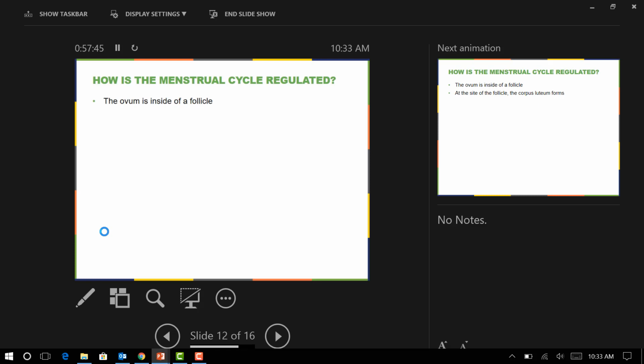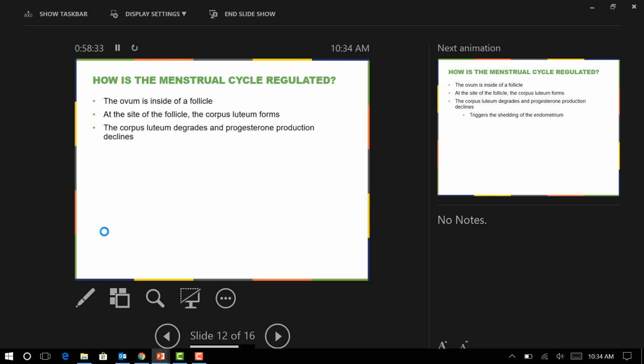Something you have to note is the ovum, or the oocyte. It actually would be correctly said the oocyte is inside of a follicle. So a follicle is a fluid-filled sac that the oocyte is inside of. At the side of the follicle, you have a membrane called the corpus luteum. This corpus luteum forms around a maturing follicle. As a follicle gets close to the end of its maturation, where the oocyte is growing and getting larger and developing some, but it's not going to finish developing until fertilization happens, this corpus luteum forms.